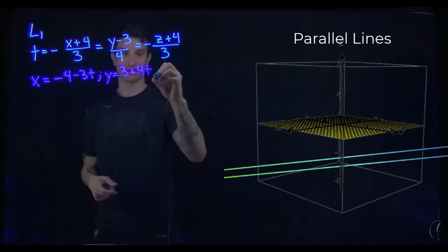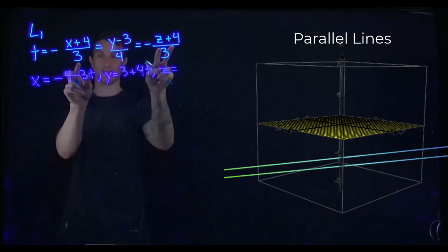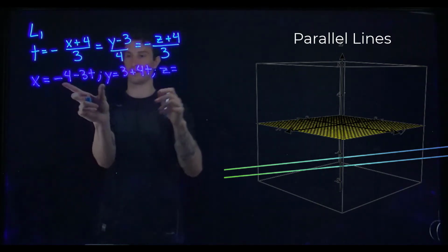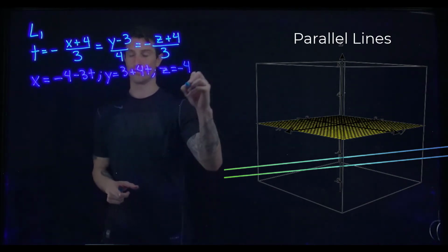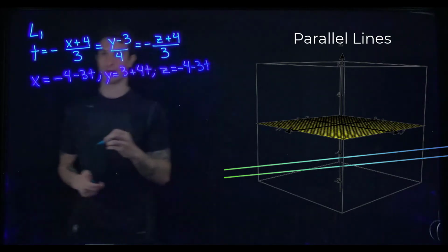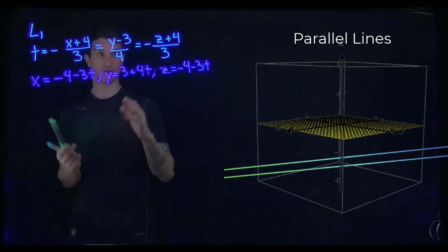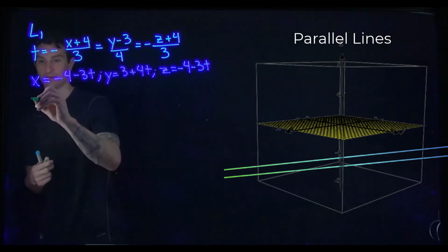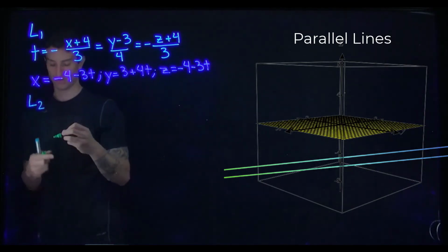And same thing. z will be equal to, and notice that these two are the same, so it's going to be -4 minus 3t. Okay, so we have our first line. Now we have to do this same thing. So again, getting used to going between symmetric and parametric.